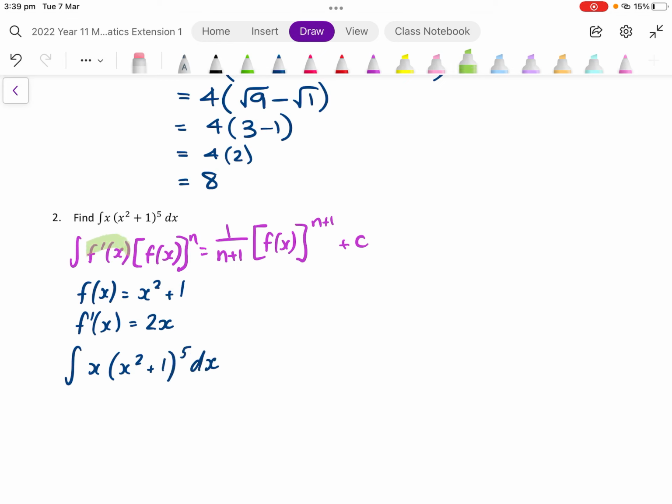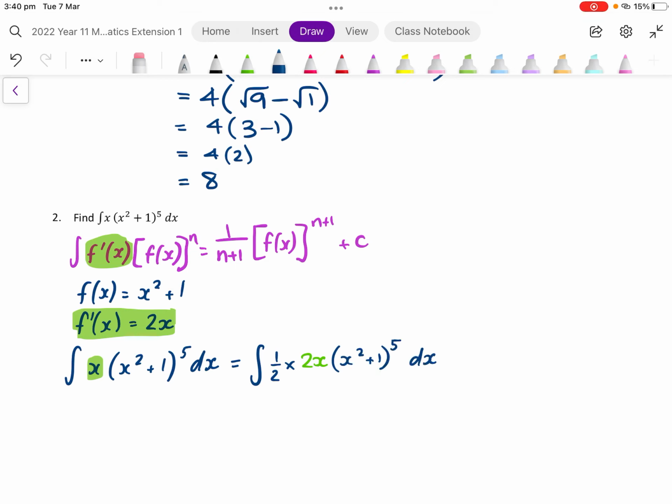Our value or our numerator at the front is meant to be our derivative of f(x). However, we only have an x here. So what we have to do is make that x a 2x, and multiply it by what gets rid of the 2. What I mean is we're going to go a half times our 2x, which is our derivative at the front of our bracket, multiplied by our bracket.